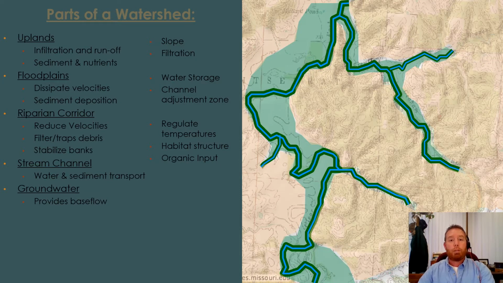These watershed components occur throughout the watershed, though at different scales. We'll discuss each of these in greater detail and their functions, but it's important to remember that streams are merely a reflection of their watershed. So if your watershed is in a healthy and intact condition, your stream will be also.